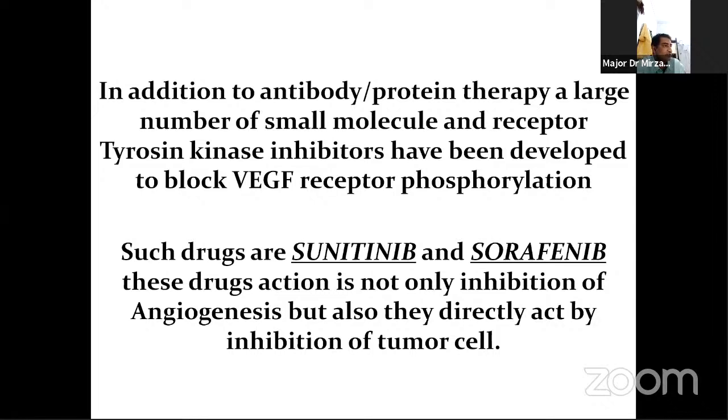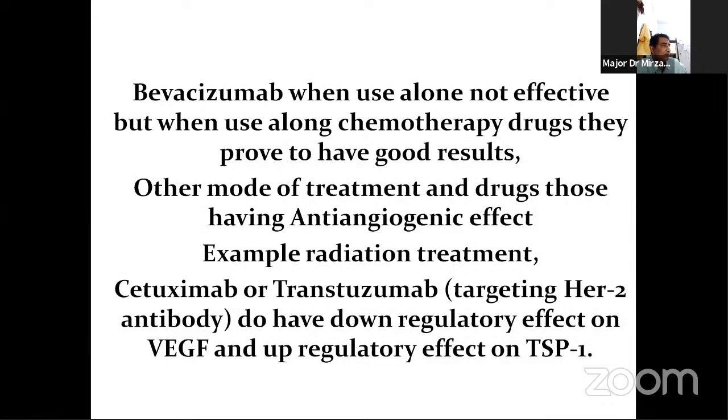That is the way they work. Bevacizumab, when used alone, is not effective, but it is sometimes used along with chemotherapy drugs, which have a good role. Other drugs like cetuximab or trastuzumab do have a down-regulatory effect on vascular endothelial growth factor and an up-regulatory effect on thrombospondin 1.